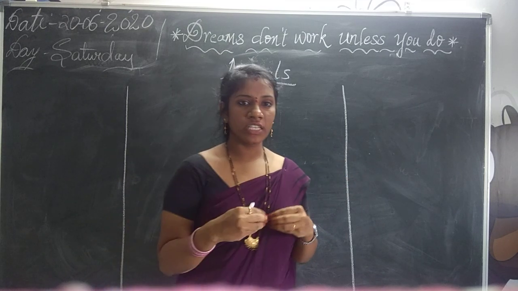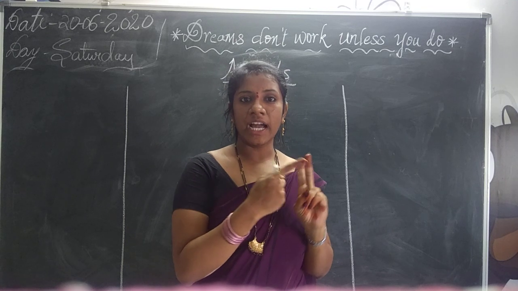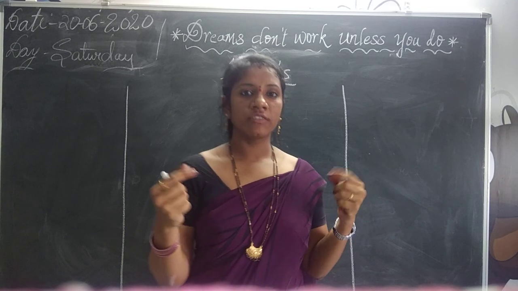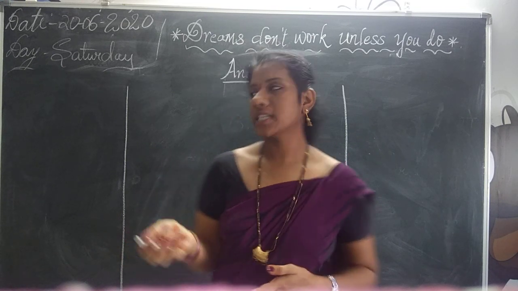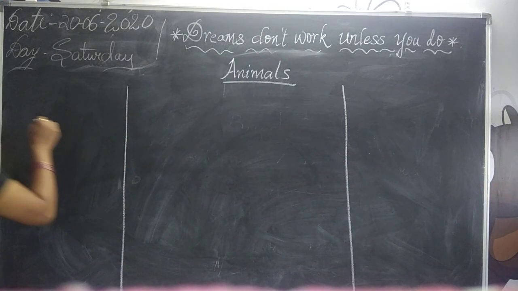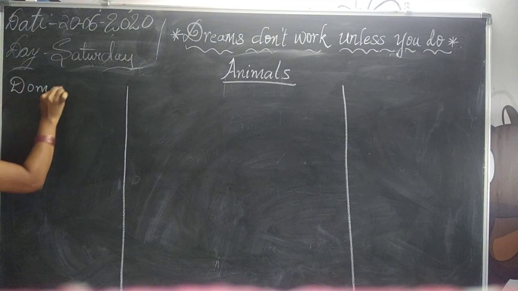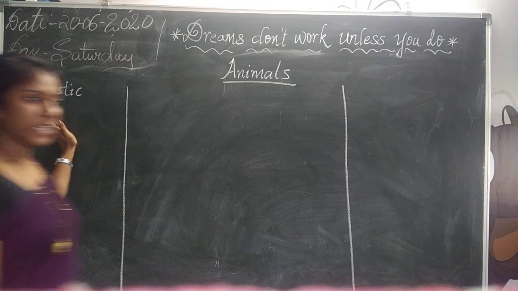So, in our houses, for household purposes, what are we using? We are getting milk and meat. And we are getting sweaters, like animal skin we are using. Okay, that type of animals we can call domestic animals. Okay, domestic. Can you see?